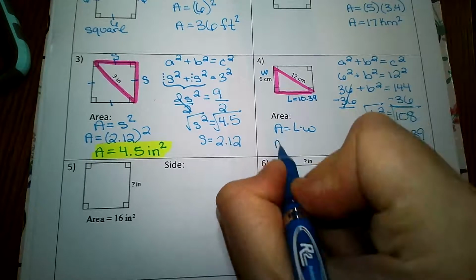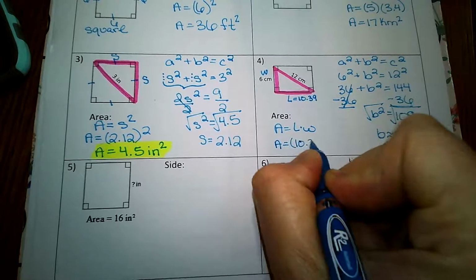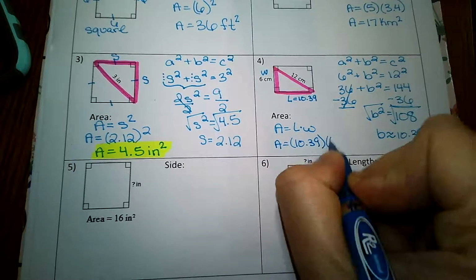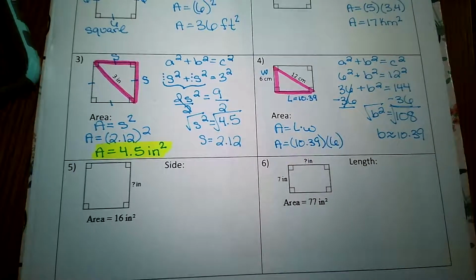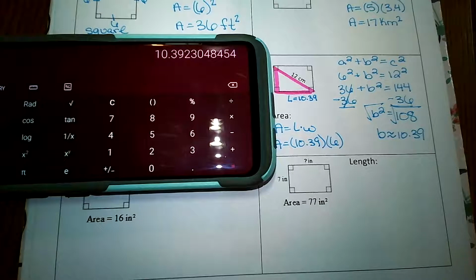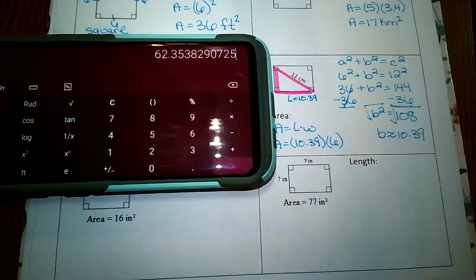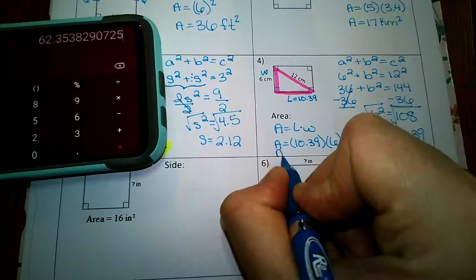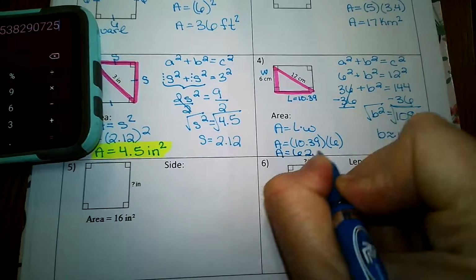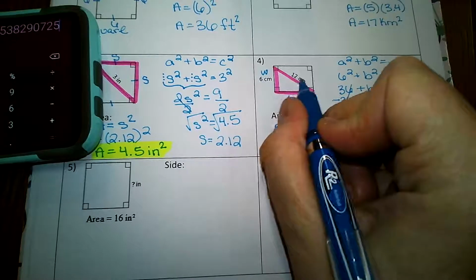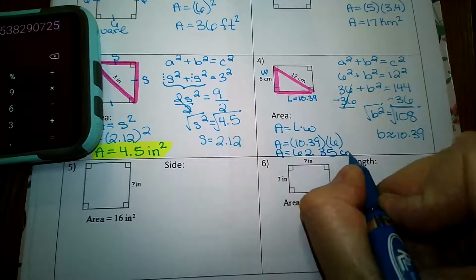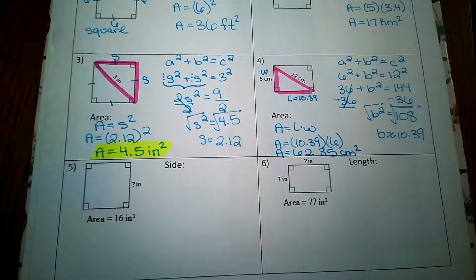The length is 10.39 and the width is 6. And I can just use my calculator again. I'm not even going to round it. I'm just going to take that value and multiply by 6. And I get 62.35. And this is measured in centimeters, so I'm going to put on the tag centimeters squared.